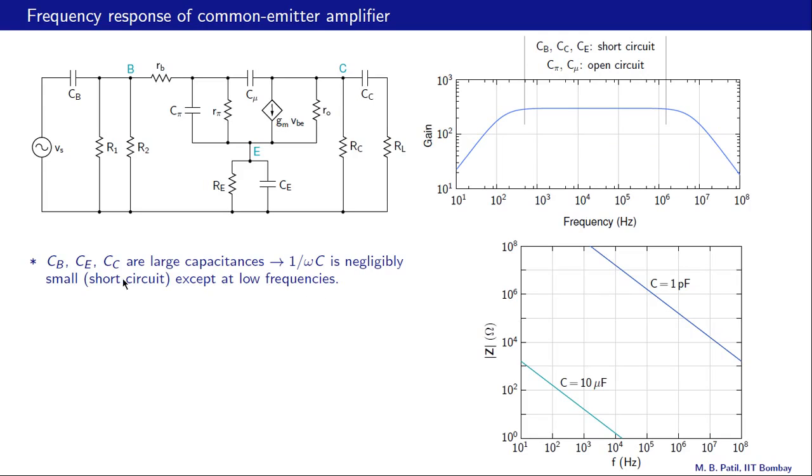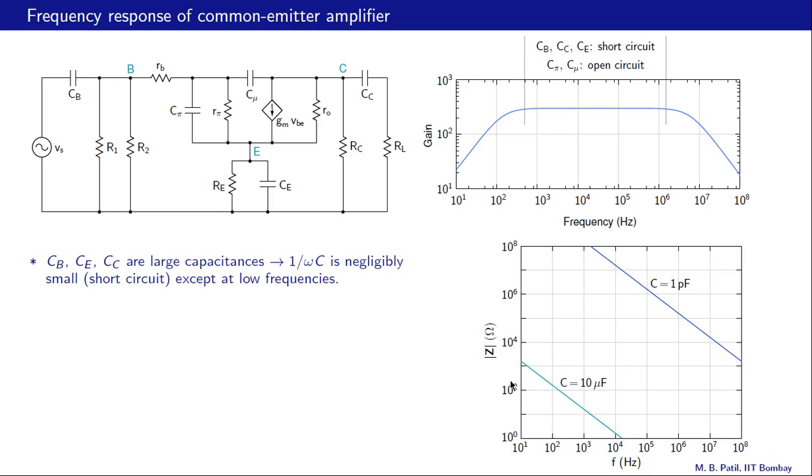The capacitances CB, CE and CC are large, in the tens of microfarads range or even larger. And for these capacitances, 1 over omega c, the impedance presented by them, is negligibly small. That is, they are like short circuits, except at low frequencies. Now this can be seen in this plot here, where we are plotting the impedance presented by the capacitor as a function of frequency, essentially this 1 over omega c.